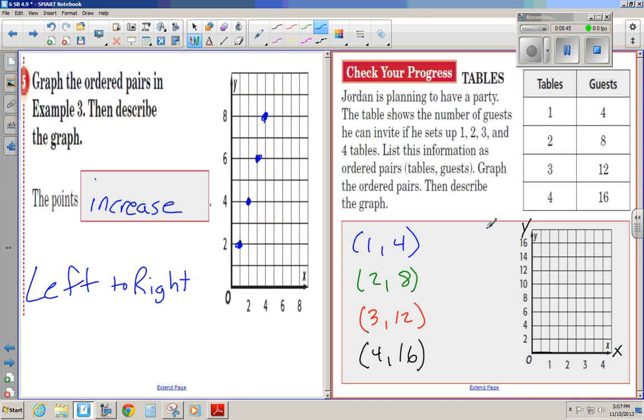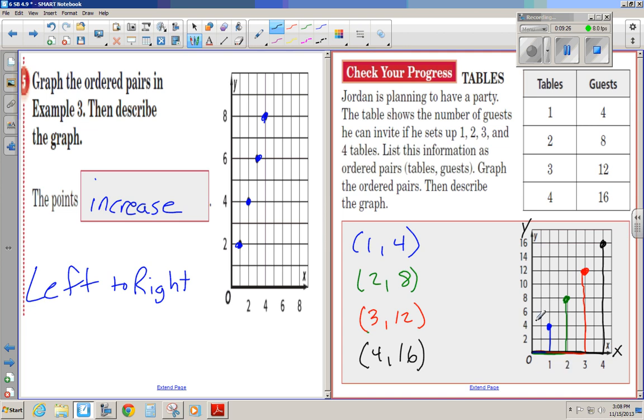1, 4. Let's do the green point. Oh, I'm sorry, we should label it too. Yeah, you don't have to label it for now. So then 2, 8. Then 3, 12. And then lastly, 4, 16. So there you go. There's our plot.